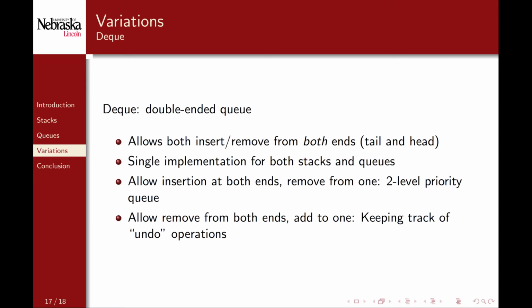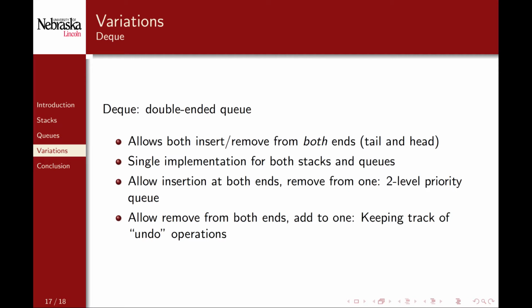Another variation is a deque, which is short for a double-ended queue. A deque allows you to insert and remove from both the tail and the head. This generalized implementation can be used for both stacks and queues, as well as in more general applications. For example, inserting at both ends and removing from one provides a two-level priority queue, where items can jump to the head of the line.